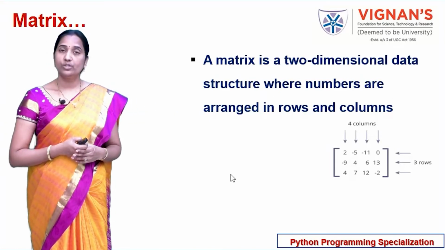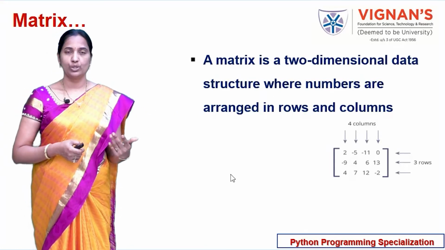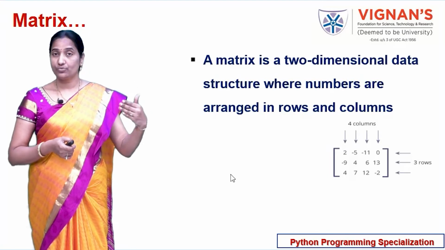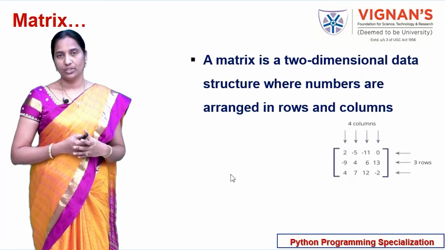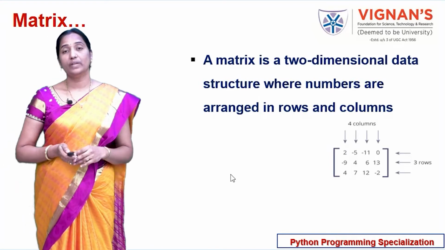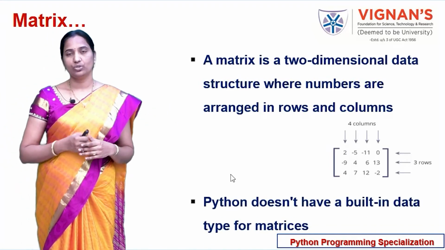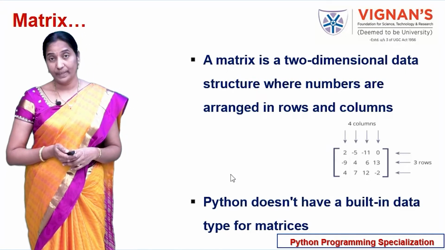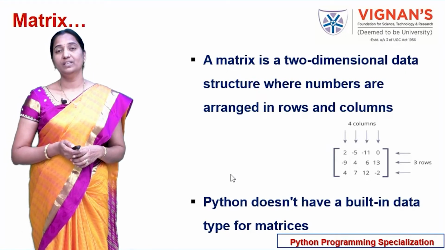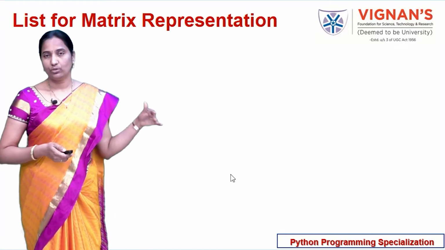A matrix can also be extended to multiple dimensions. It can be extended to 3 dimensions, 4 dimensions, even higher dimensions. What you can see here is a two-dimensional matrix. Basically, Python doesn't have a built-in data structure that supports matrix operations. That is the problem with basic Python programming.